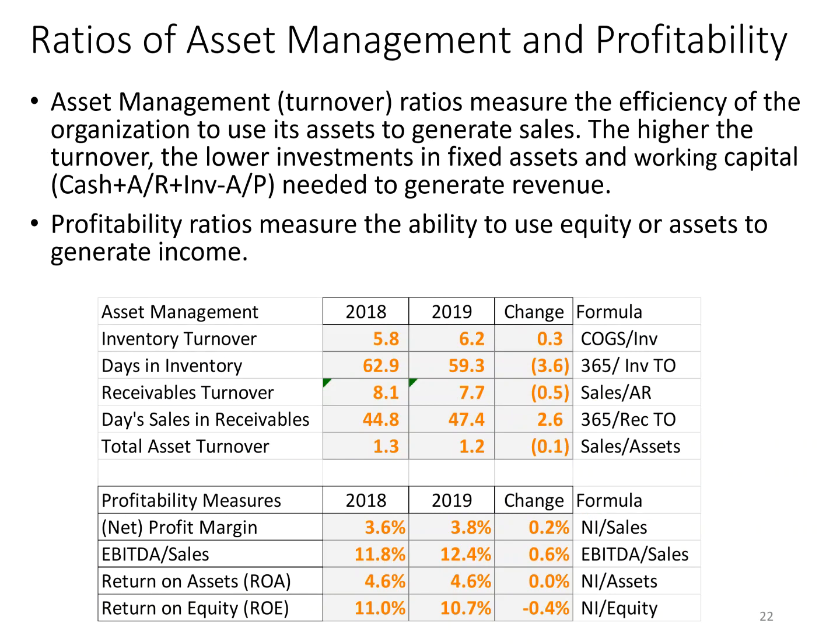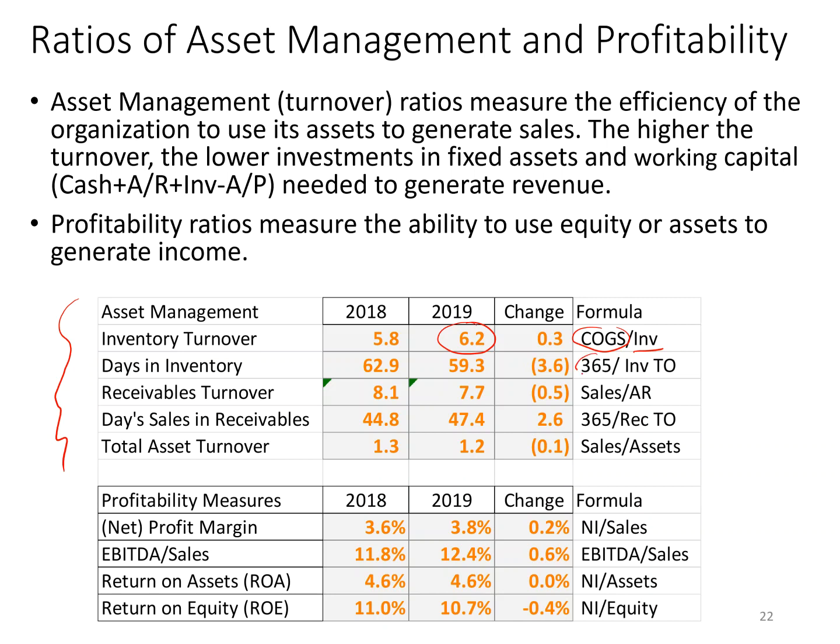Then you have ratios of asset management and profitability. Asset management ratios are really talking about how efficient the organization is in use of its assets. So I can have inventory turnover, cost of goods sold divided by inventory. For 2019, my cost of goods sold were 6 times the level of inventory. So it gives me a measure of how often I'm turning over that inventory into sales.